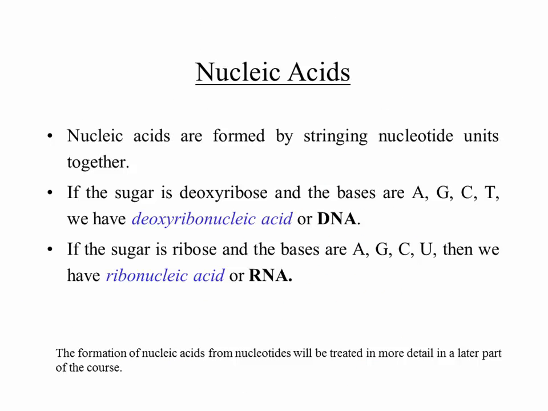Here I'm just summarizing what I said earlier. Nucleic acids are formed by stringing nucleotide units together, and it will be done in more detail later on. There's a chapter devoted to it. If the sugar is deoxyribose and the bases are adenine, guanine, cytosine, and thymine, we have deoxyribonucleic acid, or DNA. If the sugar is ribose and the bases are adenine, guanine, cytosine, and uracil, then we have ribonucleic acid, or RNA. Any questions?